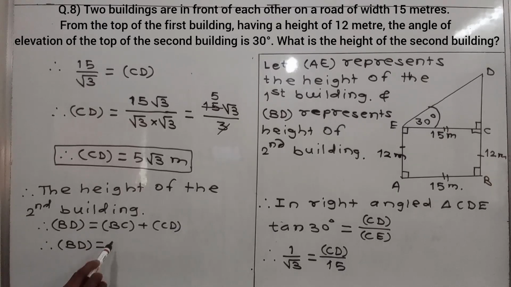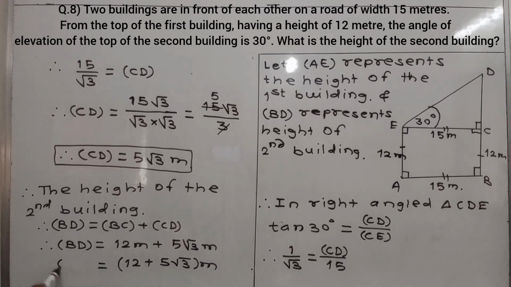Therefore BD is equal to, what is BC? 12 meter plus CD, the value of CD is 5 square root of 3 meter. So we write here 12 plus 5 root 3 meter. This is the height of the second building.